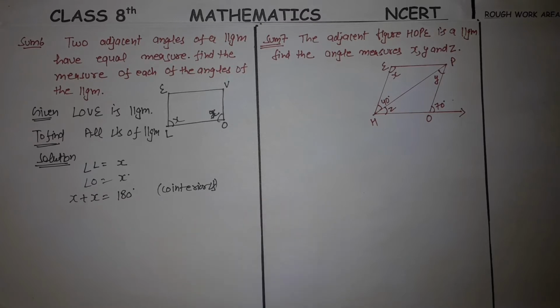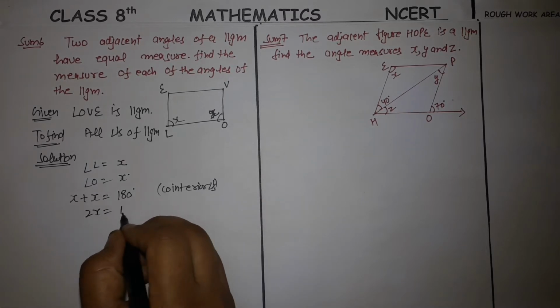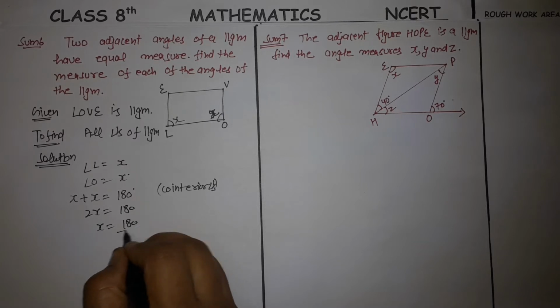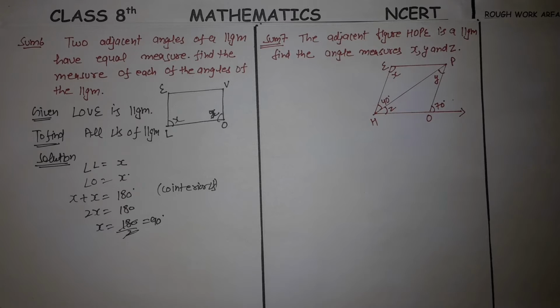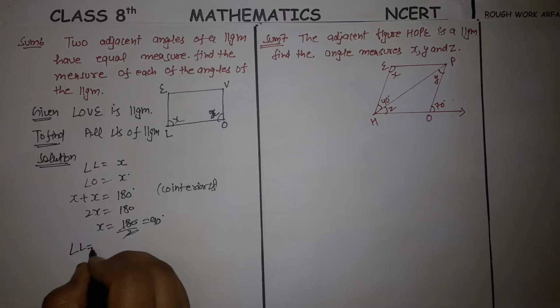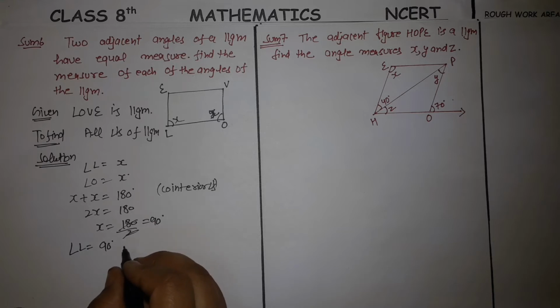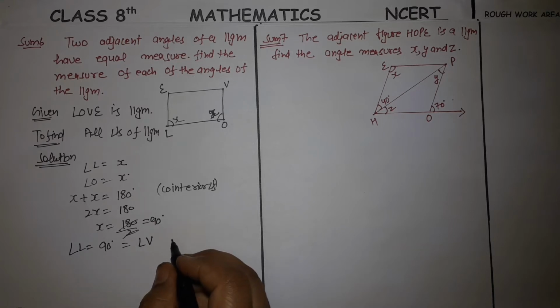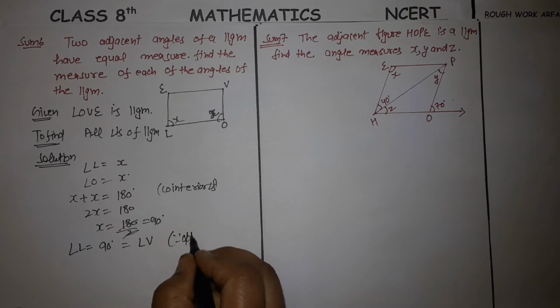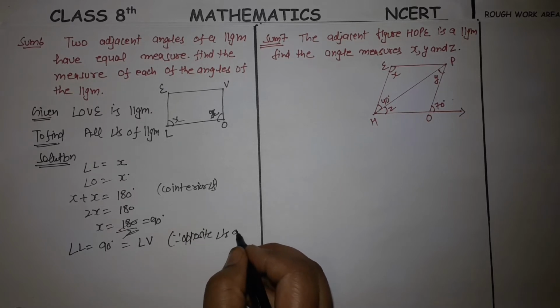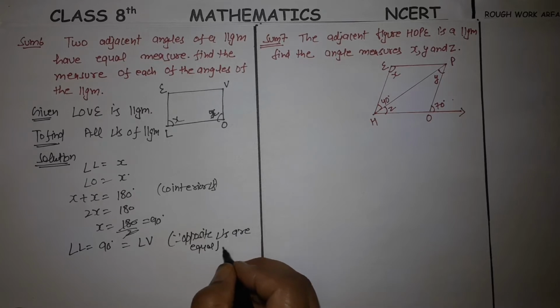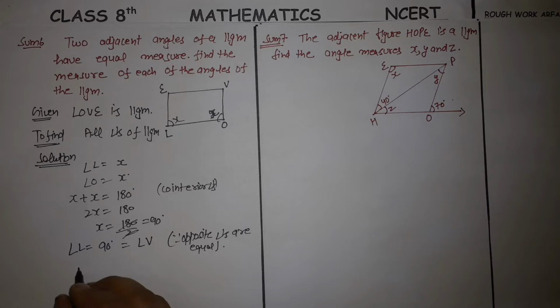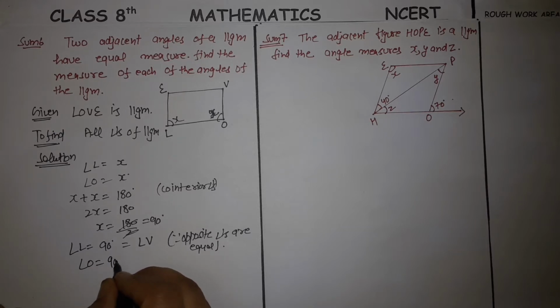co-interior angles. 2x equals 180, solving, angle x is equal to 90 degrees. Angle L, 90 degrees, equals angle V, because opposite angles are equal in a parallelogram. Angle O, that is also 90 degrees, which is equal to angle E. Same reason, here you will mark opposite angles are equal in a parallelogram.